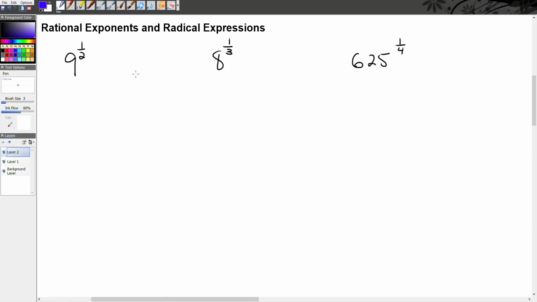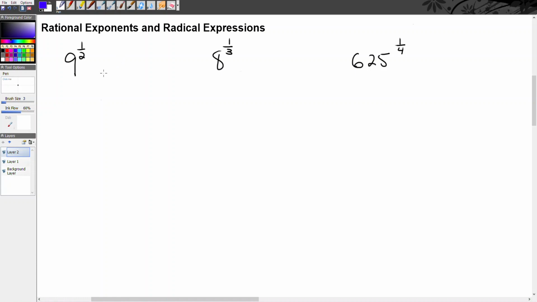So in this video, we're going to talk about rational exponents and radical expressions. First, what are rational exponents? Rational exponents are exponents that are in fraction form that represent a combination of power and root. The easiest ones to understand are those rational exponents where the numerator is 1, because those just represent a root.